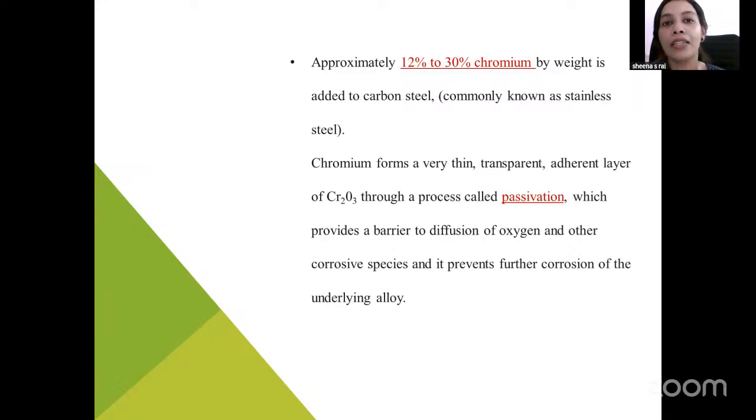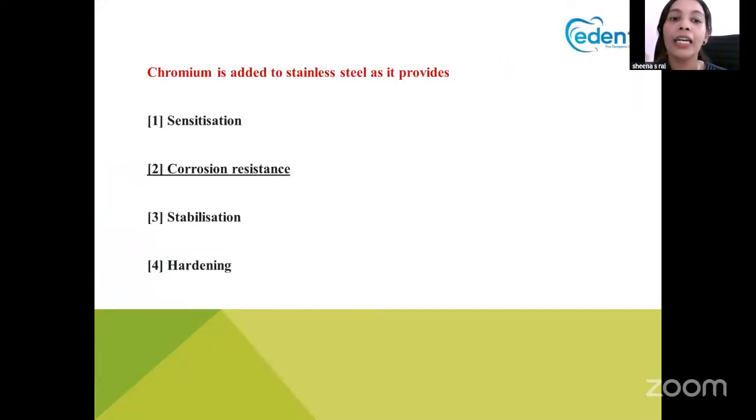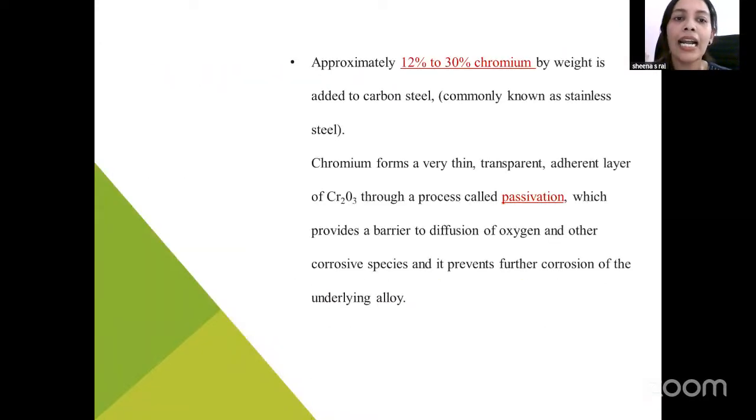So this chromium oxide forms a barrier which prevents the diffusion of oxygen and other corrosion species, which prevents further corrosion from taking place. So always remember, chromium is added for corrosion resistance. Either you can memorize it as CC, that is the mnemonic, or just think about the chemical reaction that is taking place. Right. Next question.